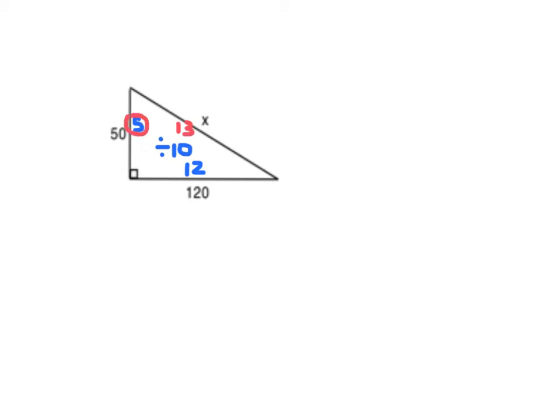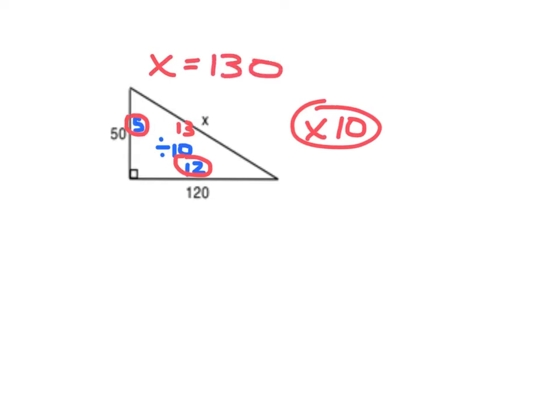It is a triple. Now I divided by 10 to figure out it's a 5, 12, 13. To get back to the side lengths, I have to multiply by 10. 13 times 10 is 130. And that's it.